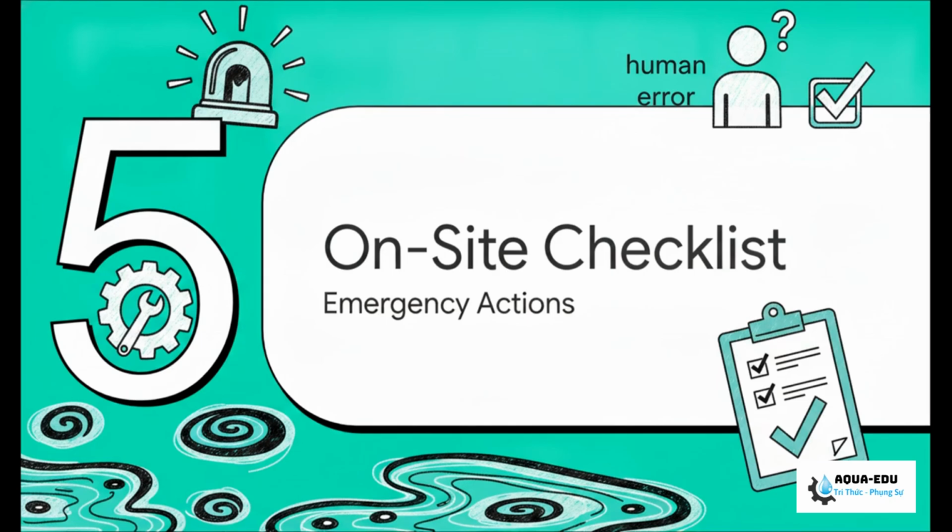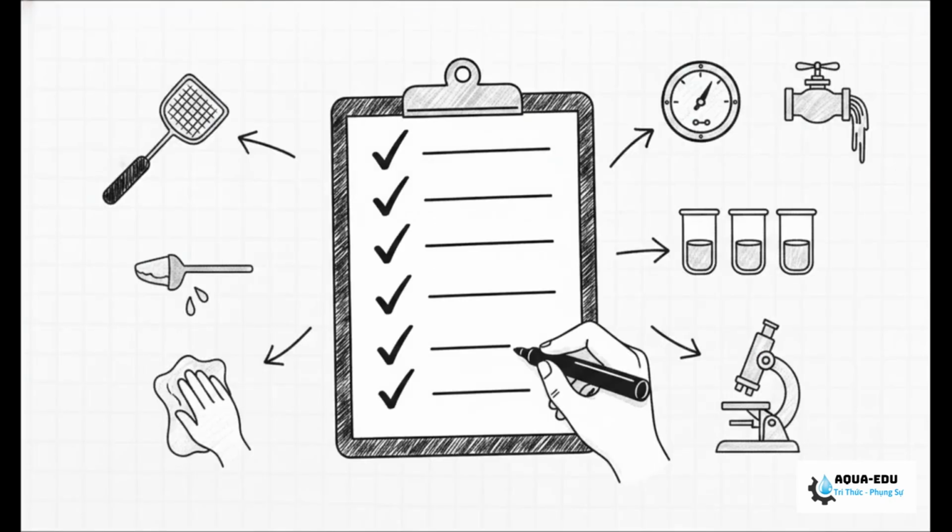Section 5. Emergency On-Site Checklist. Brothers, when those sirens go off, human error instantly becomes our biggest enemy. That's exactly why I want to highlight the single most important tool for any shift lead, the Emergency On-Site Checklist. Seriously, print this out right now. Put it on a clipboard. Instruct your operators to physically check off these items in the heat of the moment.